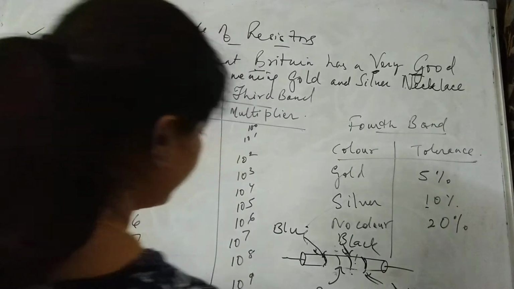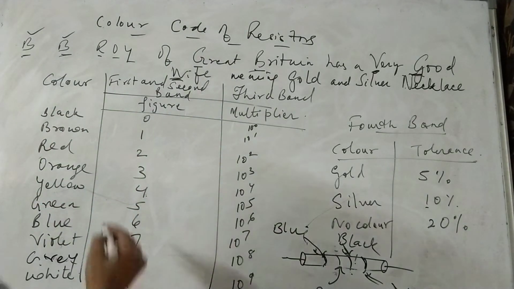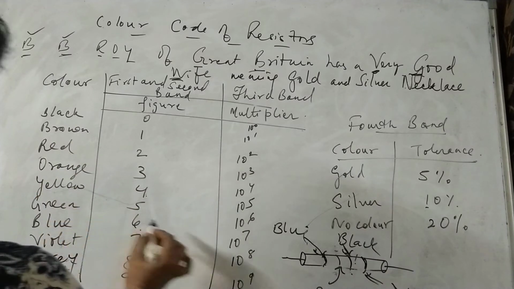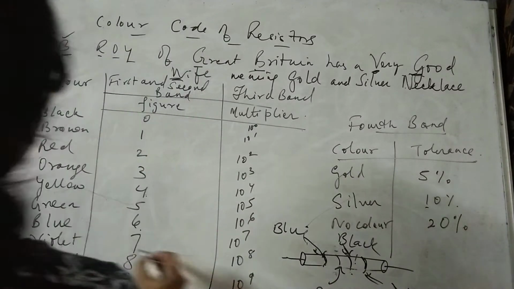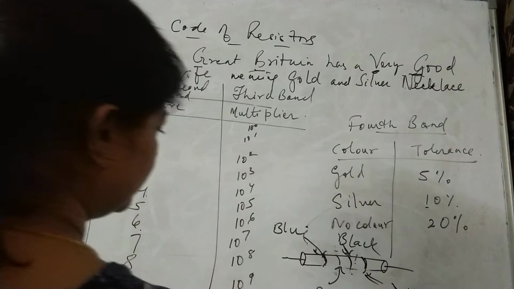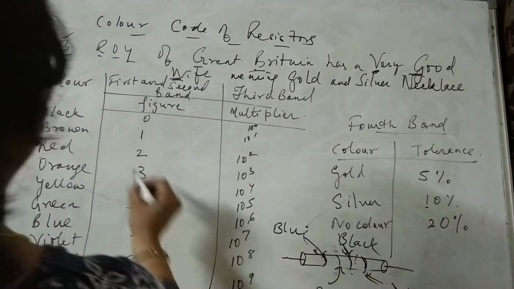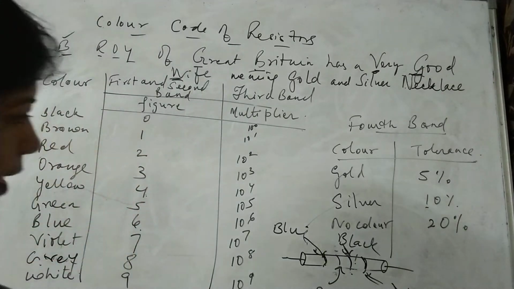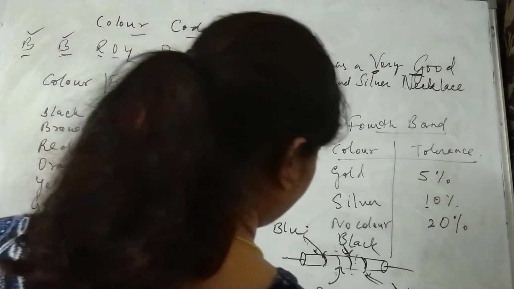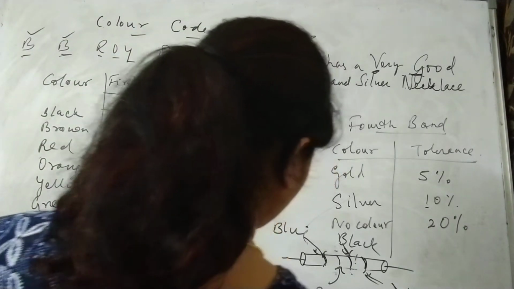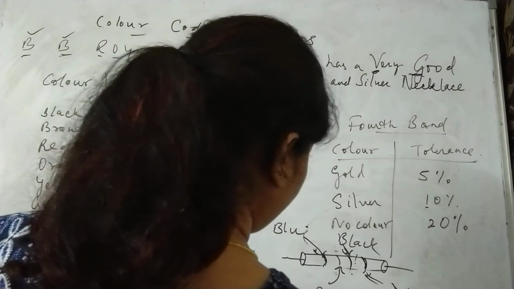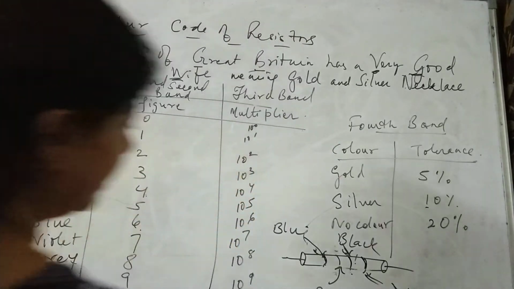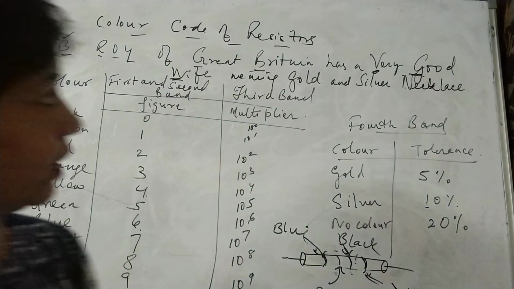So what will you write? How will you see the resistance? You check: the first one is blue. Blue is 6. Next is orange. Orange is 3. Then the third is black. Black is 10 to the power 0, and 10 to the power 0 is 1. And with no color, we write plus minus 20%. So you are getting 63 plus minus 20% ohm.